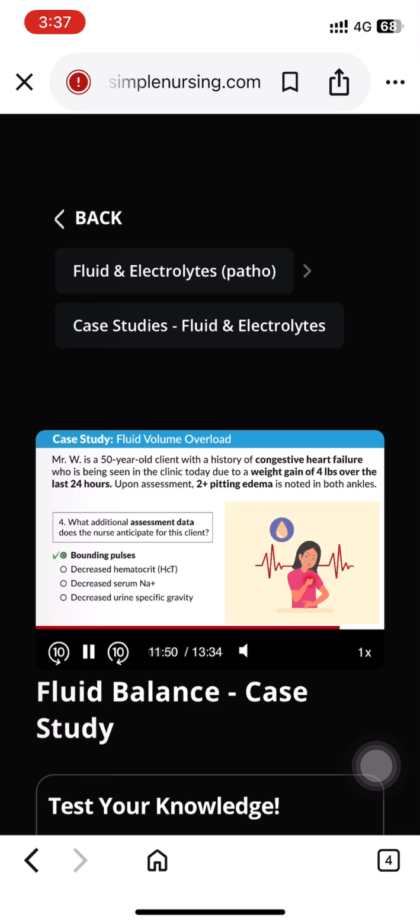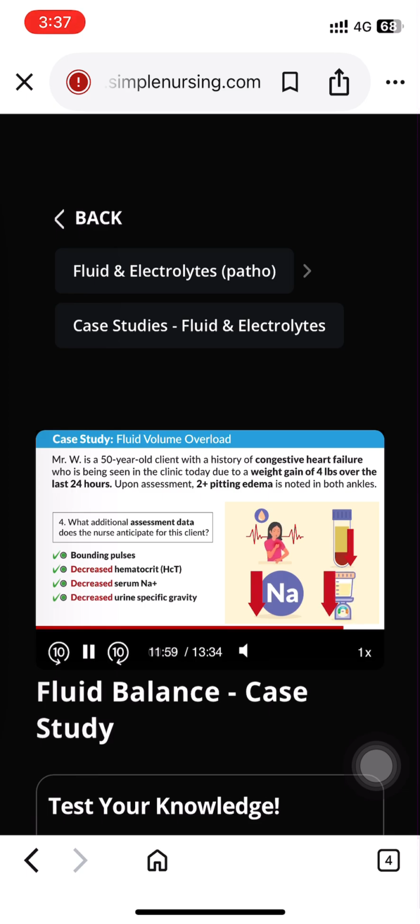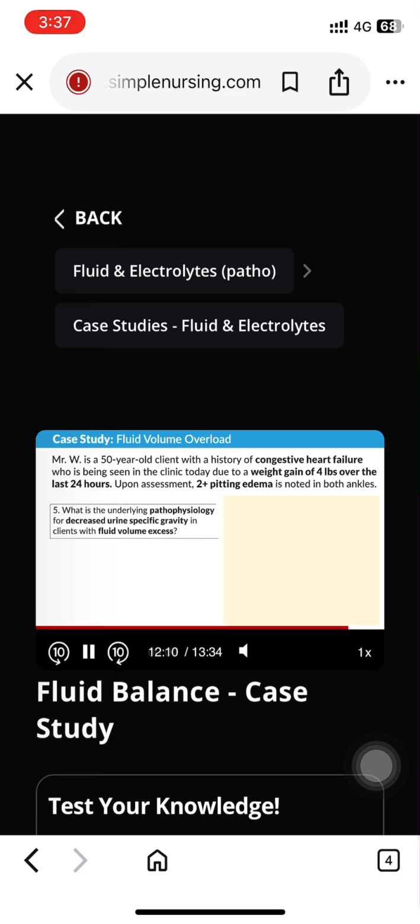Okay, now looking at our answers here. Bounding pulses, which we would expect from a lot of fluid, and decreased labs. So decreased hematocrit, decreased serum sodium levels, as well as decreased urine-specific gravity. So once again, when labs are low, the body is liquidy, a very dilute body here. Now moving on to question 5. What is the underlying pathophysiology for decreased urine-specific gravity in clients with fluid volume excess? So once again, pause your screen and you got 60 seconds.